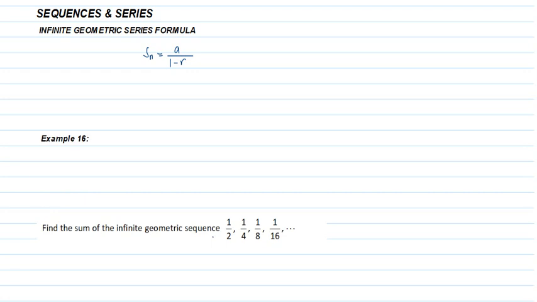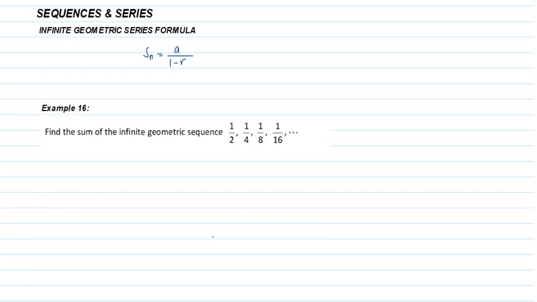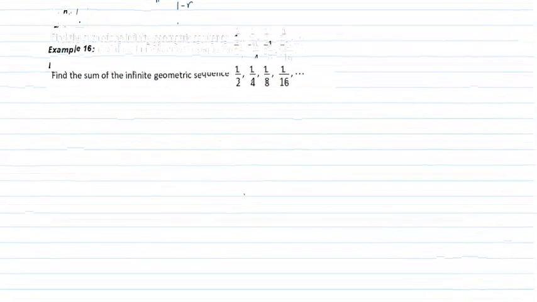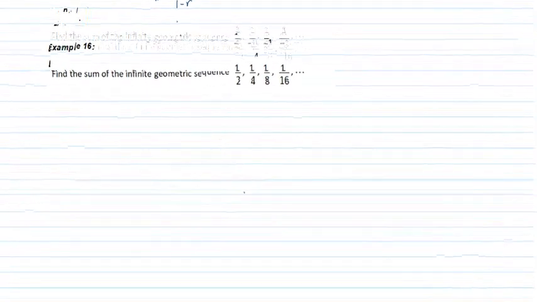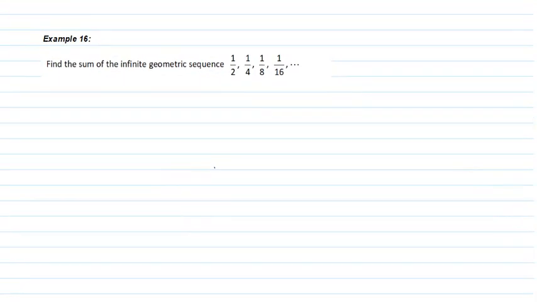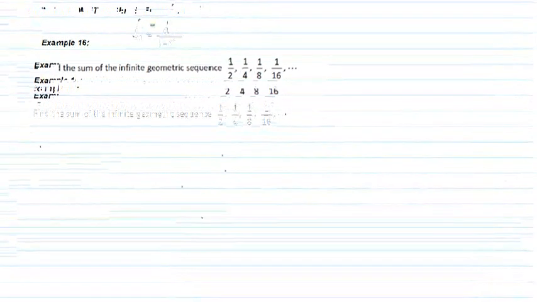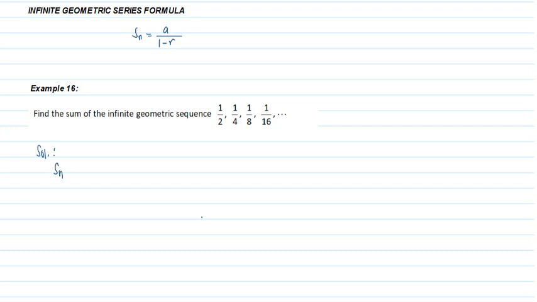So let's say we have example 16 right here. So example 16, we have to find the sum of the infinite geometric sequence 1 half, 1 fourth, 1 eighth, 1 over 16. So how do we go about for this specific problem? Again, we could make use of the formula. Yung formula natin is S sub n is equal to a divided by 1 minus r. So we just have to identify yung ating first term. So this is going to be our first term pala, a sub 1 over 1 minus r. So yung a sub 1 there is going to be 1 half.